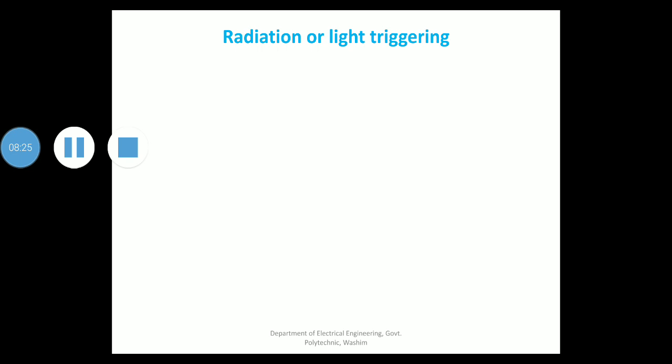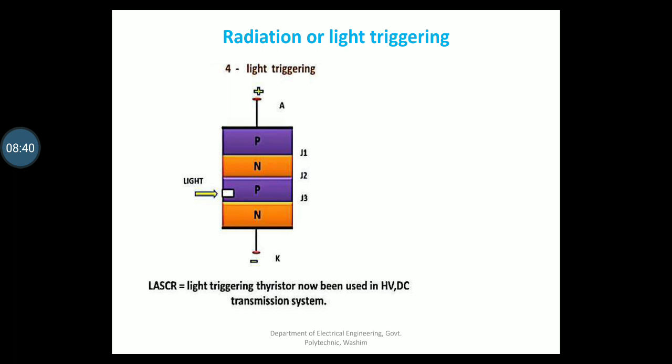The next method of triggering of SCR is the radiation or light triggering. As I said earlier, this method is applicable in case of LASCRs, where LASCRs are the light activated SCRs. So let us see. Here is one SCR, which is LASCR, and there is one window over here at the junction J2 where light can be incident.